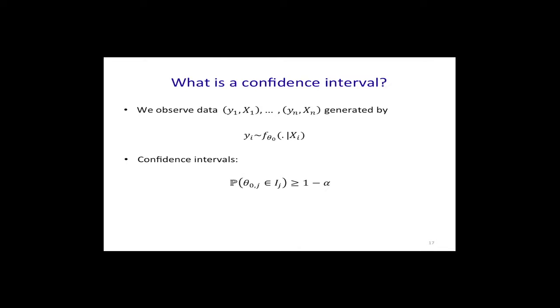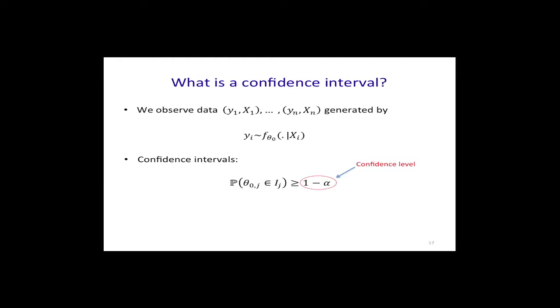And you have some underlying model. Given the feature xi, your response is generated according to this probabilistic model. Now, for the confidence interval for each coordinate, each parameter theta 0,j, I want to find an interval Ij which contains the true parameter with some level of confidence. For instance, if alpha is 5%, you want a 95% confidence interval. It's good to know that confidence intervals are random objects because they depend on data.